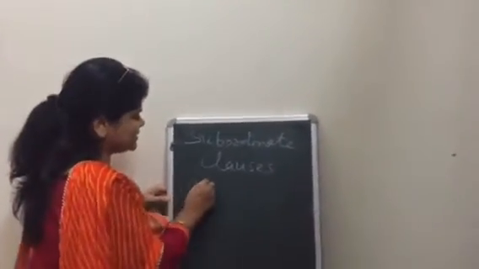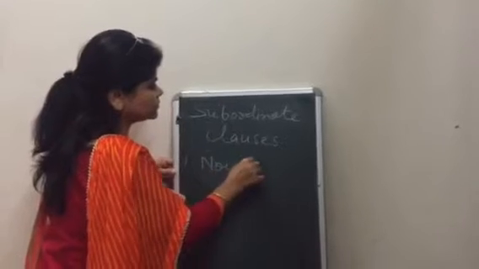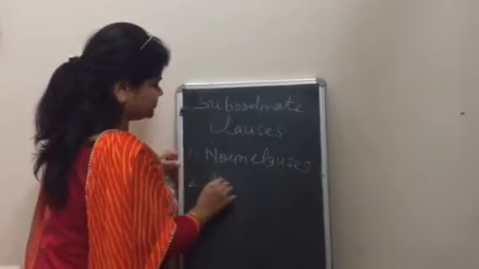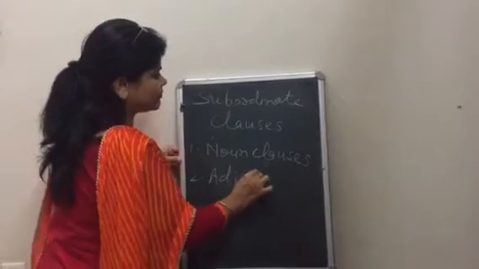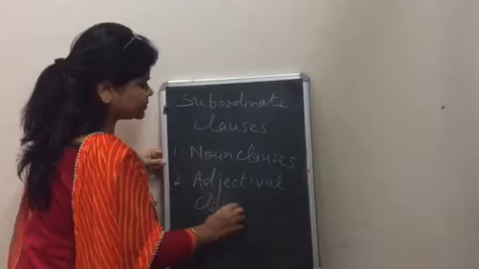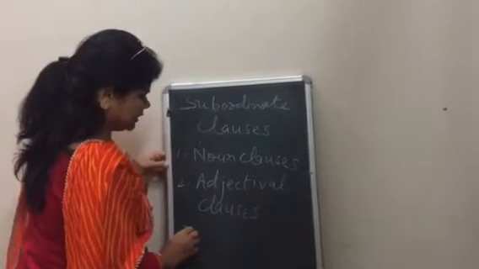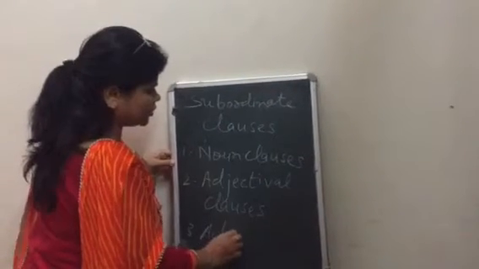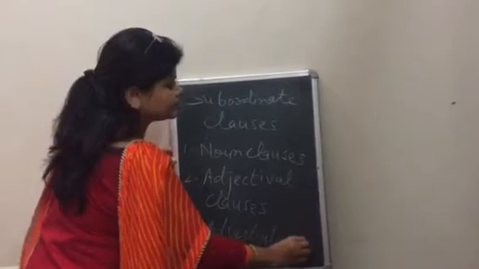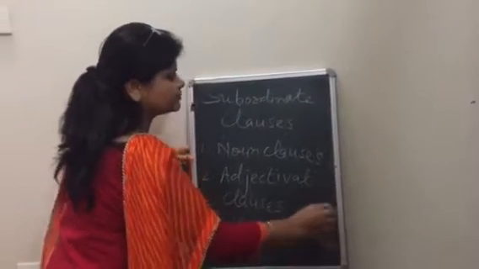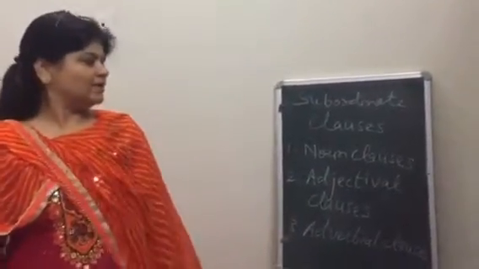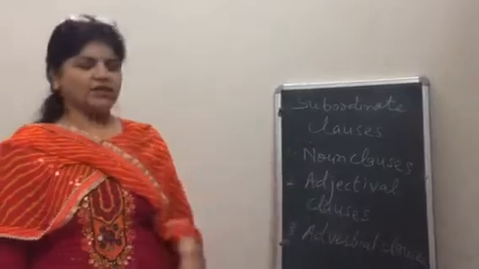Noun clauses, adjectival clauses, and third is adverbial clauses. Let's take them one by one. Let us start with adjectival clauses.